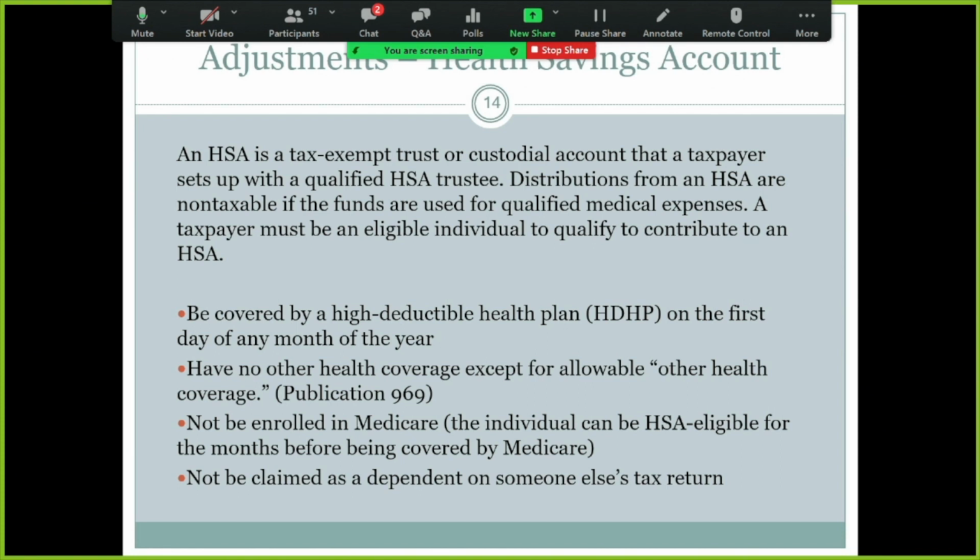There also could be an adjustment for a health savings account. A health savings account is a tax-exempt trust or custodial account that a taxpayer sets up with a qualified HSA trustee. Distributions from an HSA are non-taxable if the funds are used for qualified medical expenses. A taxpayer must be an eligible individual to qualify to contribute to an HSA. And these are some of the other stipulations that are required.